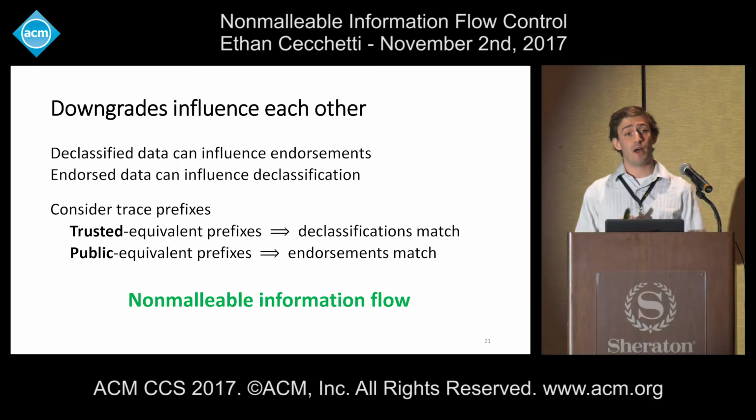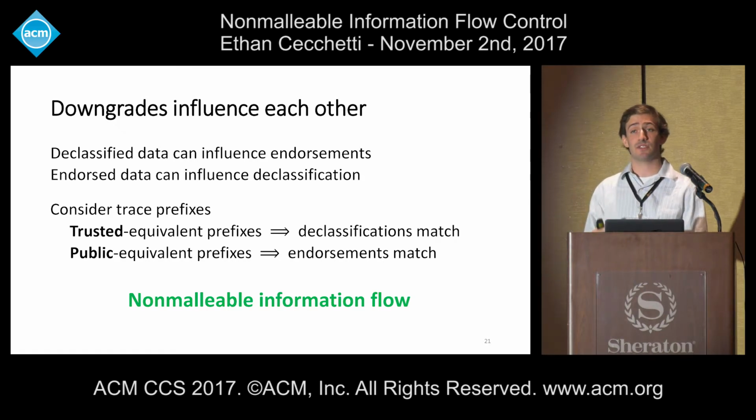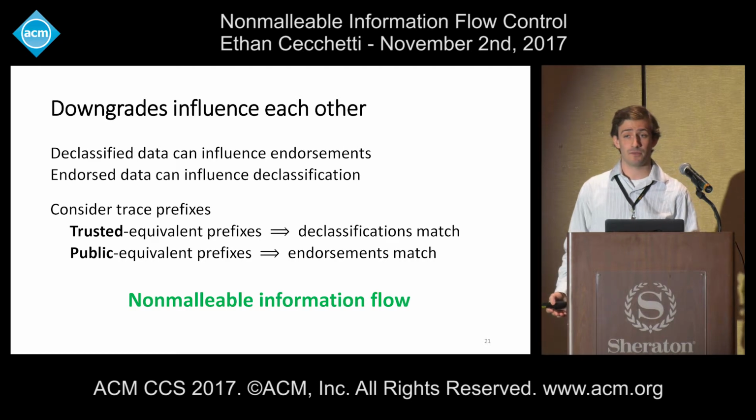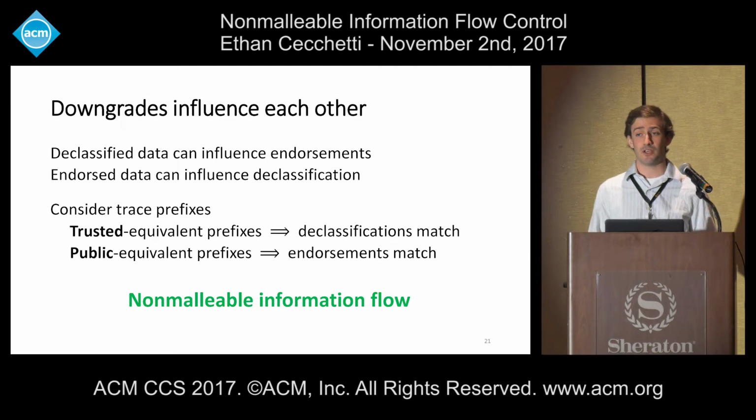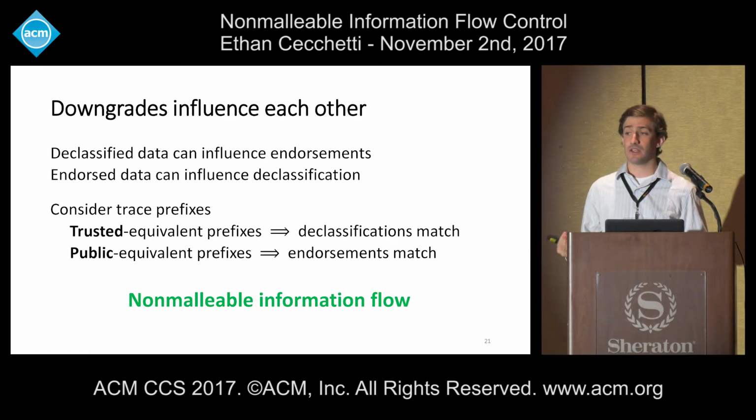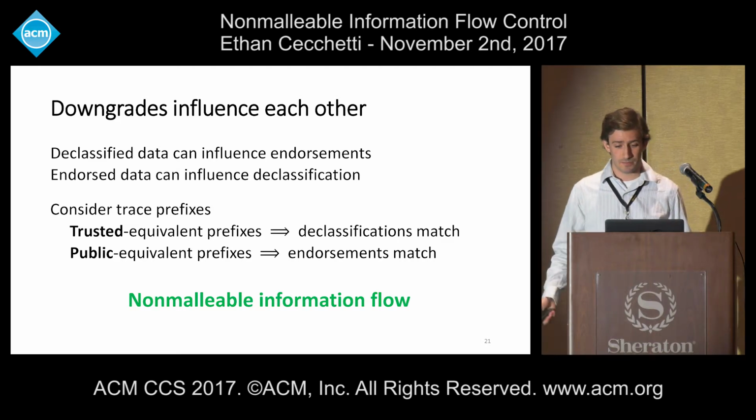Similarly, if the traces are public equivalent, so the public information matches across the trace prefixes, then the endorsements have to match in the same way that transparent endorsement requires. And when we put these 2 trace prefix conditions together, we arrive at non-malleable information flow, which is a very strong condition. It allows downgrades to influence each other in a secure fashion, but doesn't allow for, say, secret information that has not been declassified to influence endorsements.